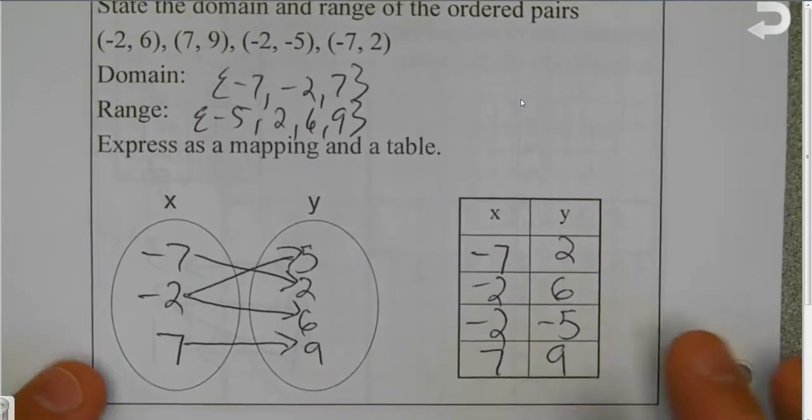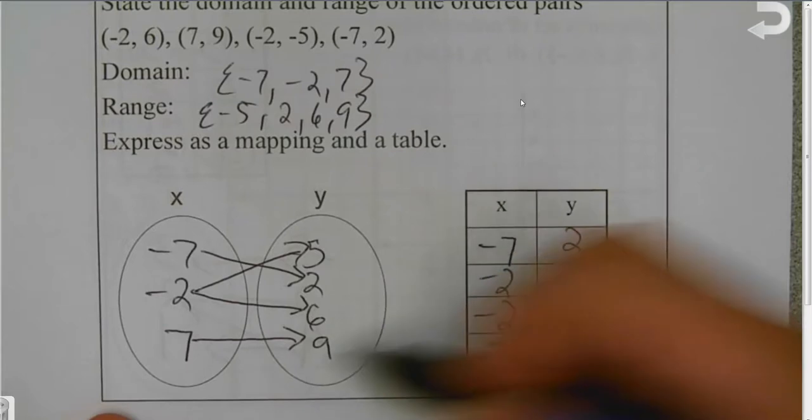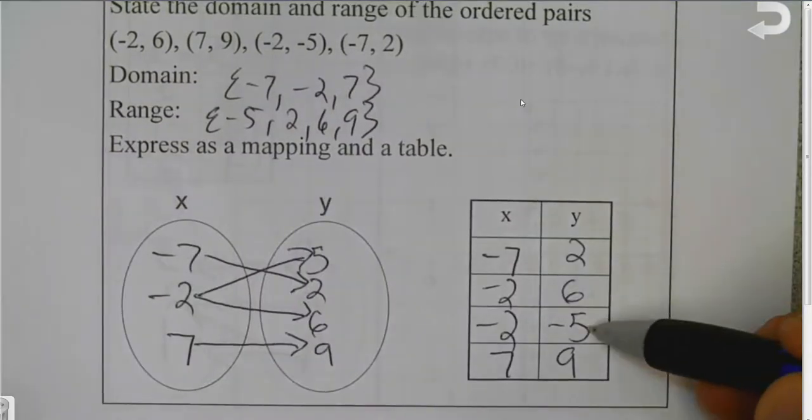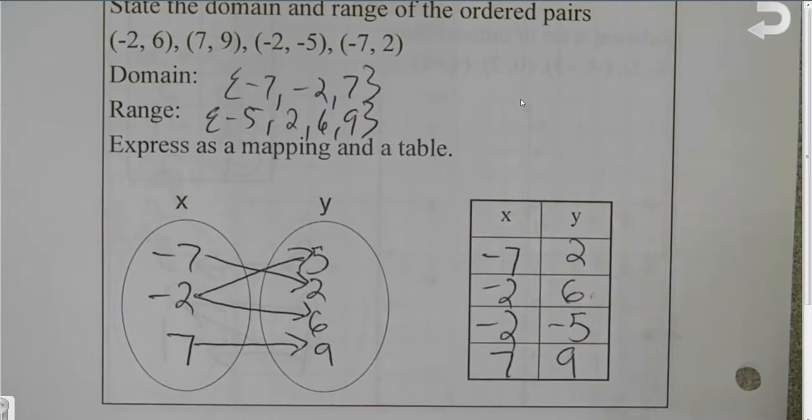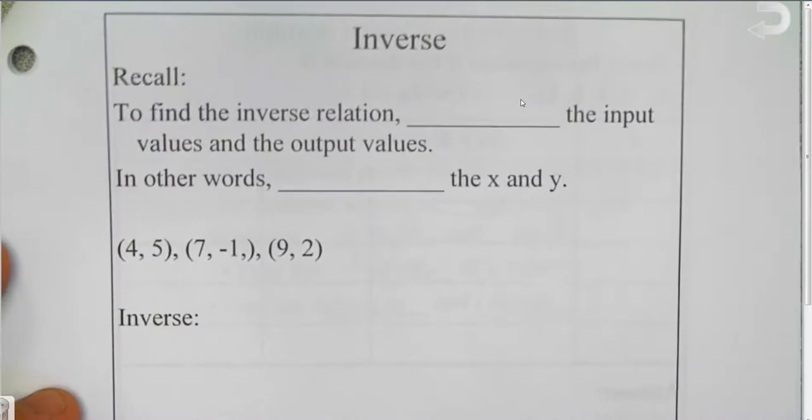Okay, so hopefully you were able to do that. The domain was negative 7, negative 2, 7. The range was negative 5, 2, 6, and 9. I expressed them as a mapping and as a table. Obviously, these could have been in any order as long as they match up. And these two could have been in any order as long as you had them paired up with the negative 2.